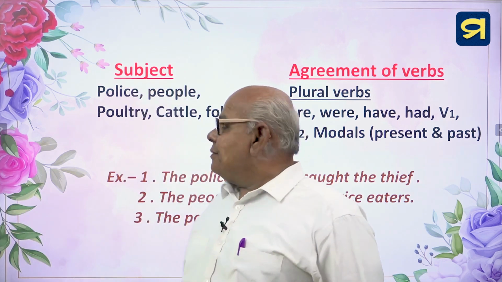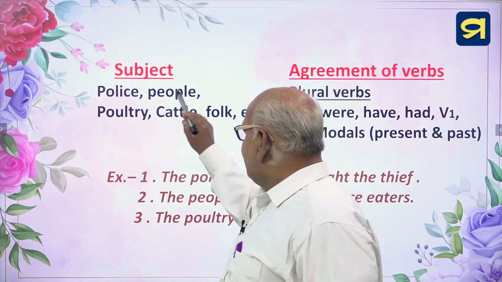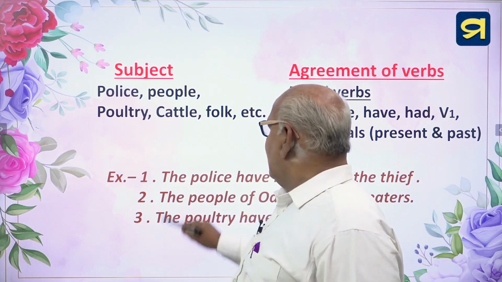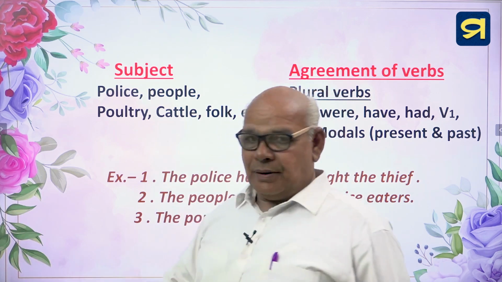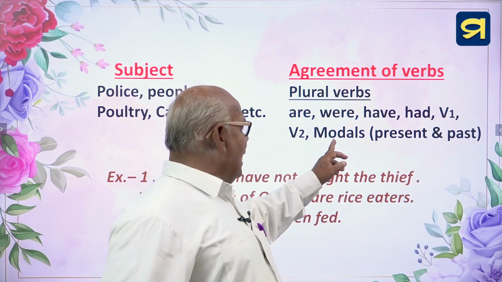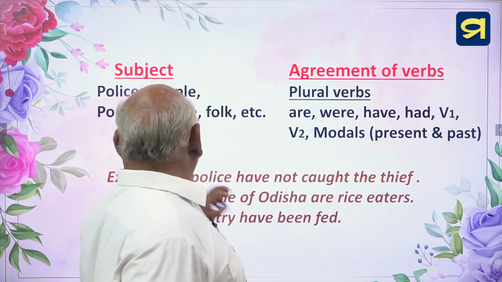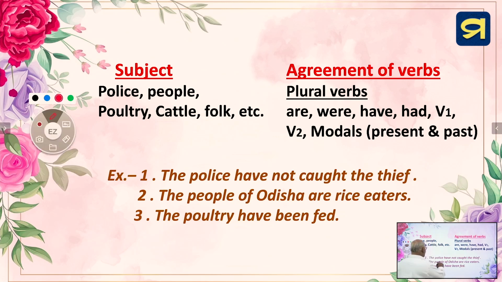Look at the board. If the subject is police, people, poultry, cattle or fog, it takes plural verbs like are, were, have, had, V1, V2, and modals can, could, shall, should, etc., present and past. V1 means the present form of the verb. V2 means the past form of the verb. Now, we will see the examples.